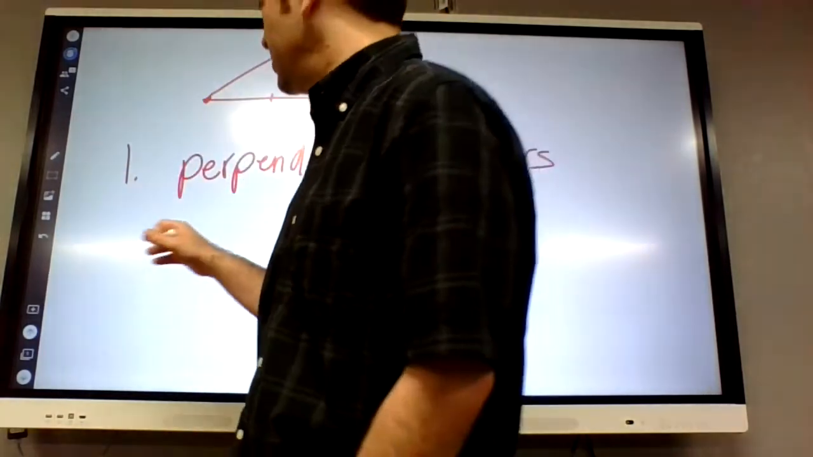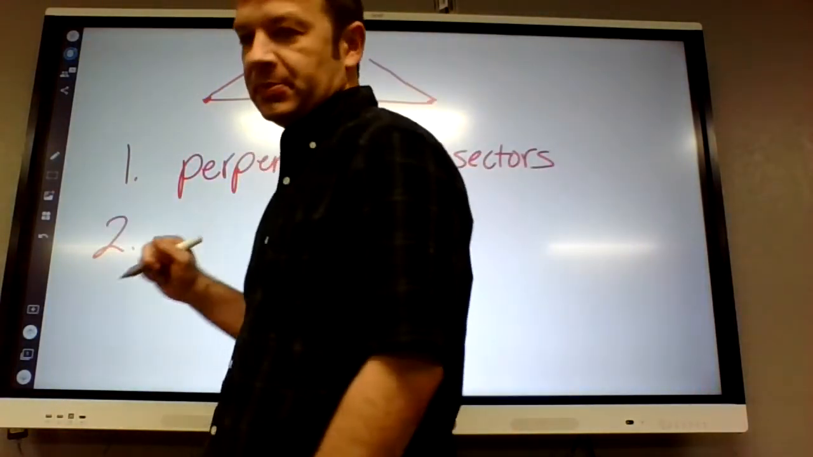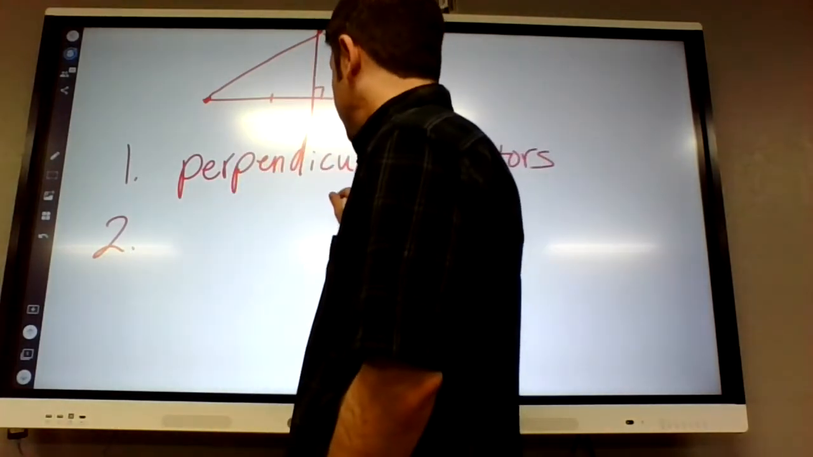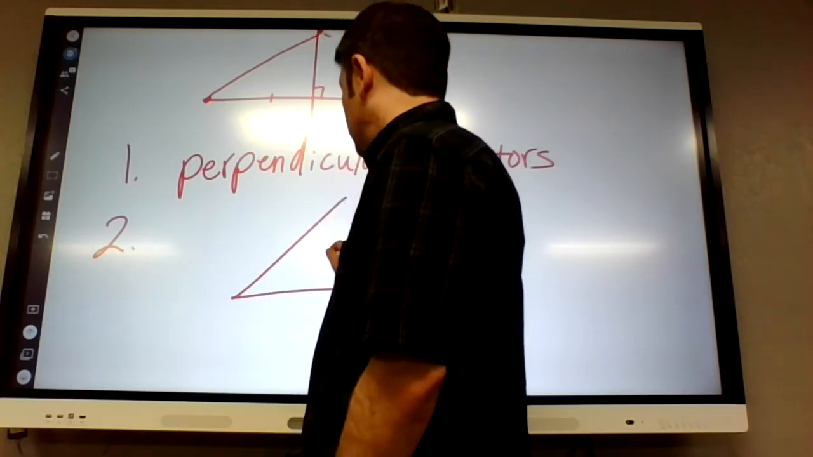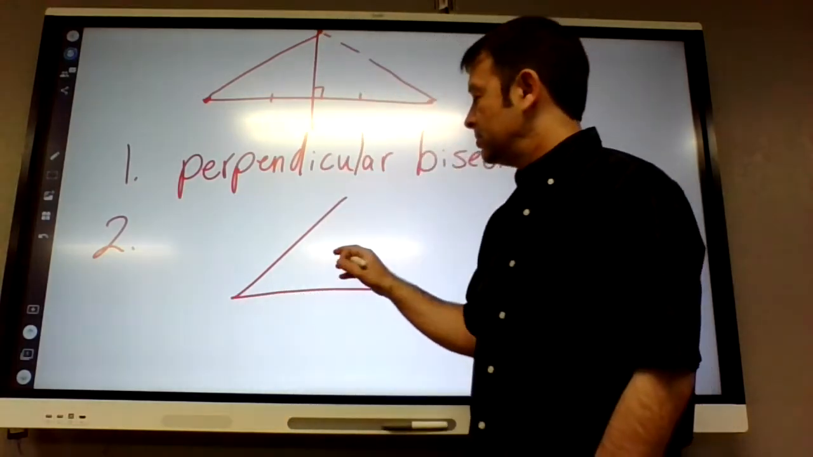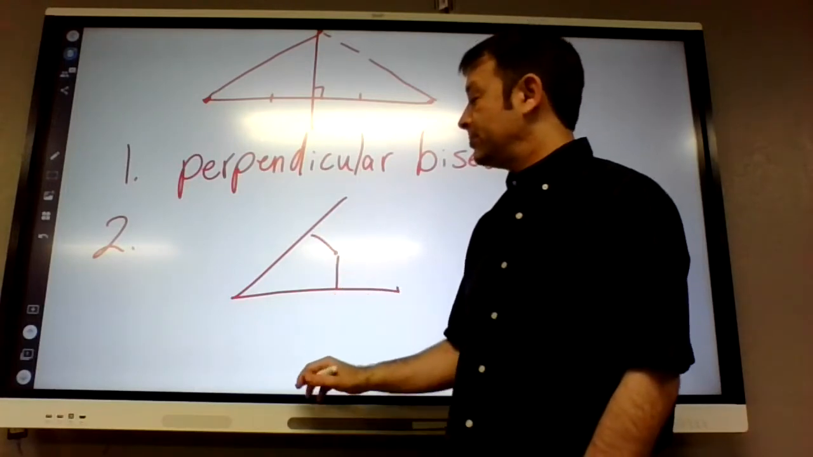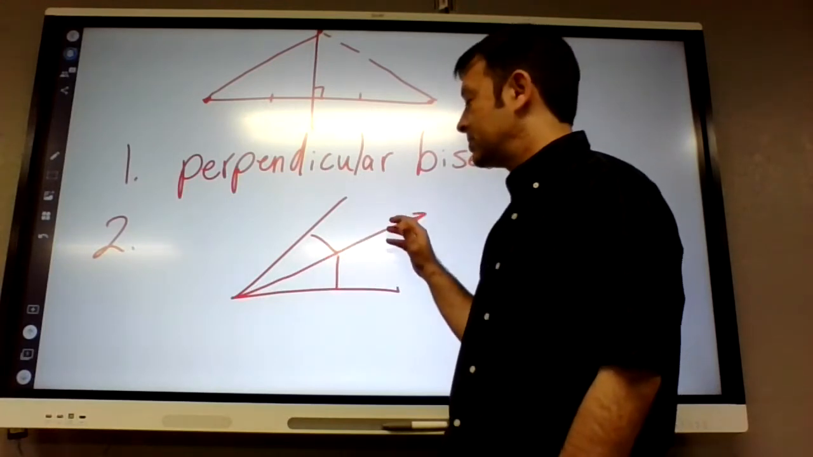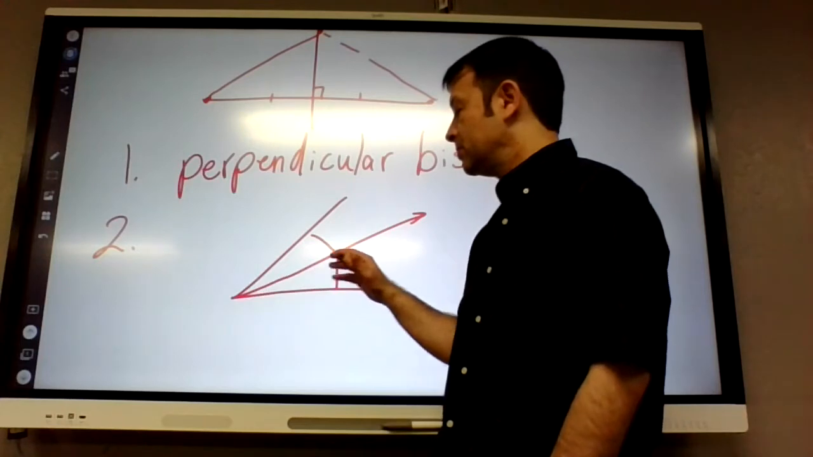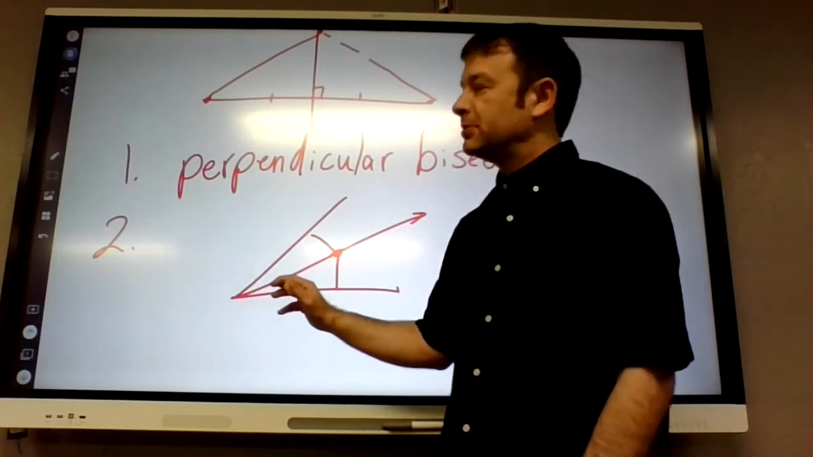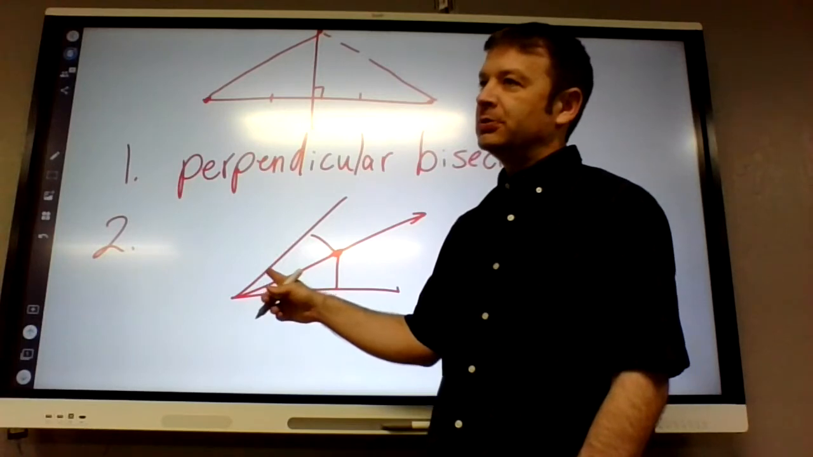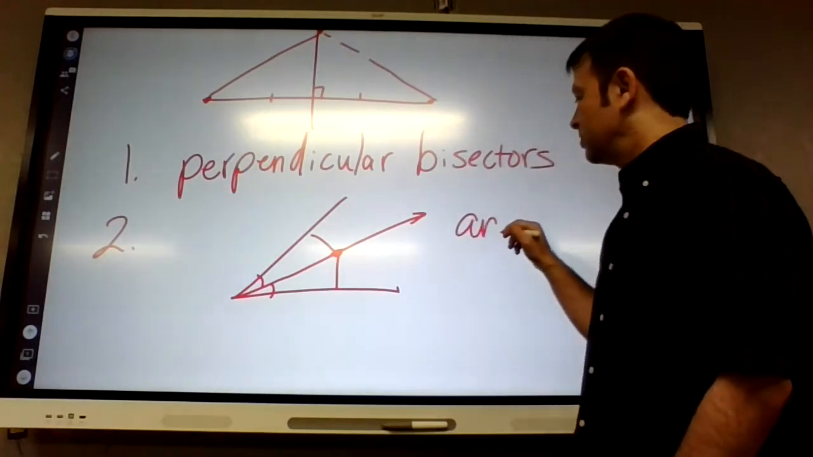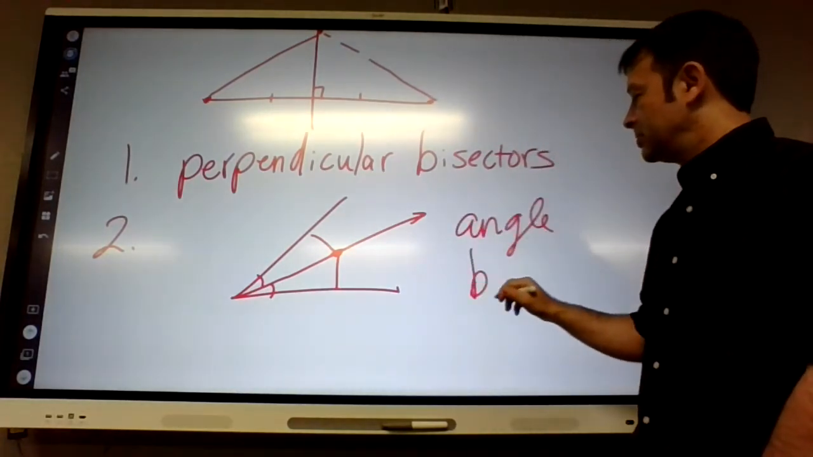Number 2. I don't see it, but you guys might know this one. A point is equidistant from the angle's sides if it's on the what? If it's the same distance from the sides, what must it be on? What's this thing? Splitting the angle into two, the angle bisector. We did talk about that one.